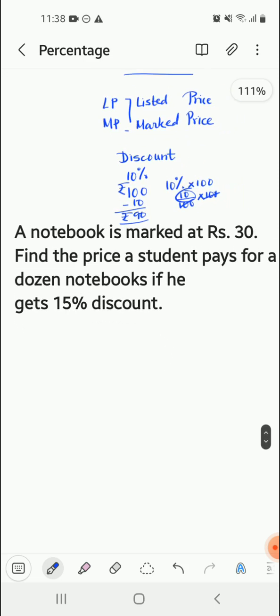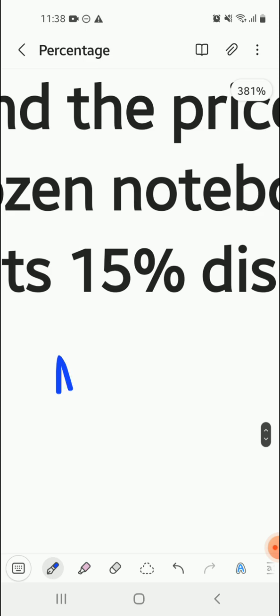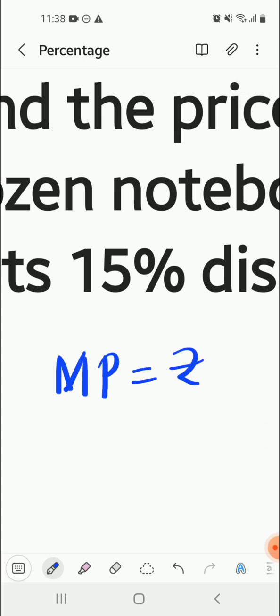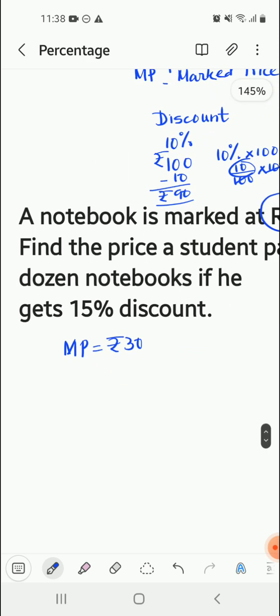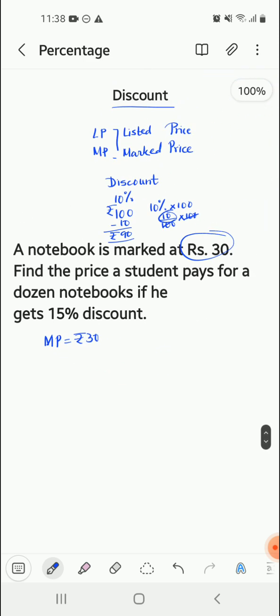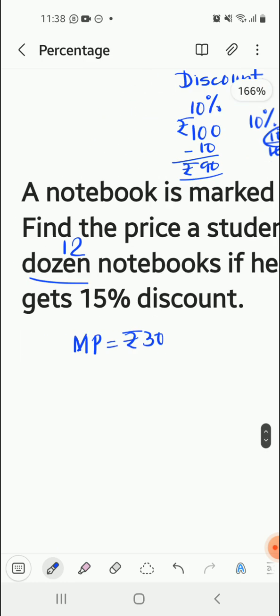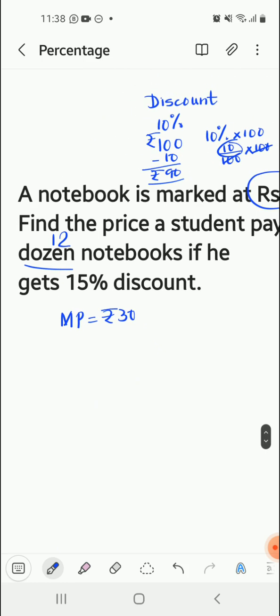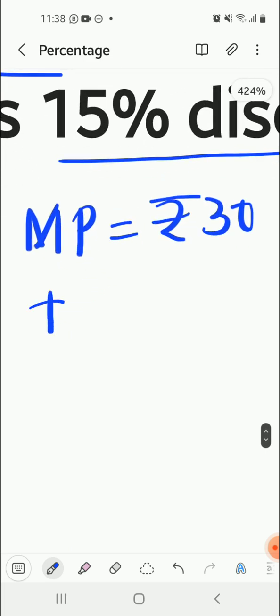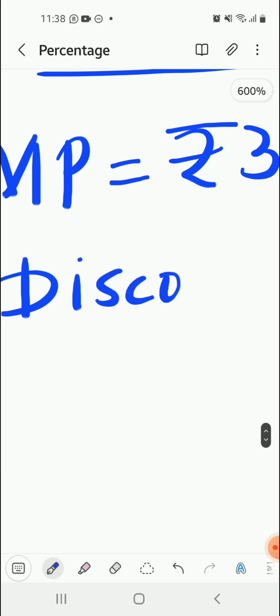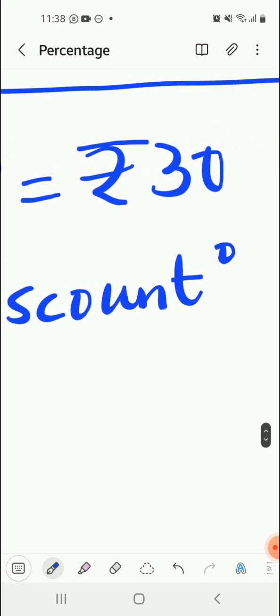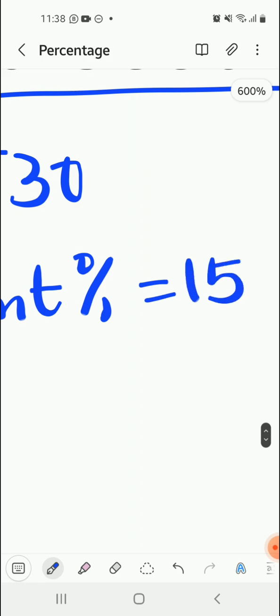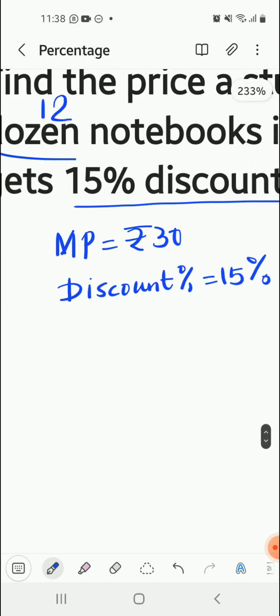See, it states that a notebook is marked at rupees 30. So the marked price is rupees 30. Now, find the price a student pays for a dozen notebooks. Dozen means 12. So 12 notebooks if he gets 15% discount. Now, discount percentage is 15. So these are the two things given. So first, discount percentage is 15. That means this 15% will be charged on the MP.